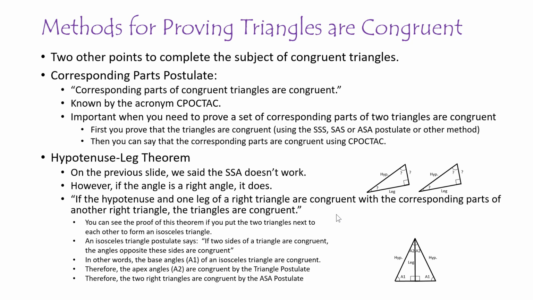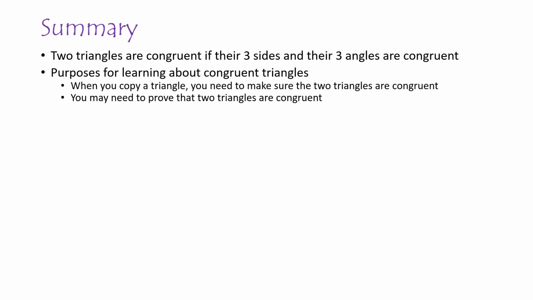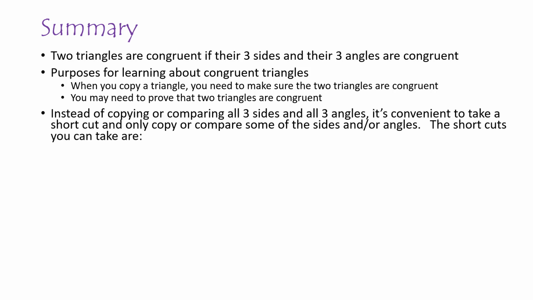So this is it. And so all we have left is a summary. And so this is a summary of this video. Two triangles are congruent if their three sides and their three angles are congruent. The purpose of learning about congruent triangles is two reasons. One is when you copy a triangle, you need to make sure the second triangle is congruent to the first. And then another thing you may need to do is be asked to prove that two triangles are congruent. And instead of copying or comparing all three sides and all angles, it's convenient to take a shortcut and only compare some of the sides or angles.